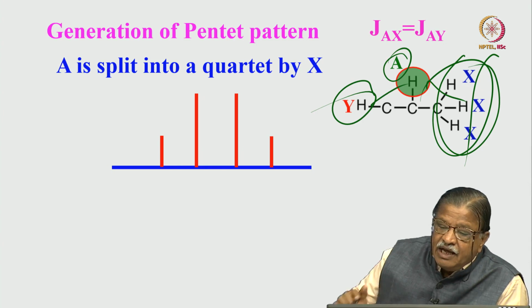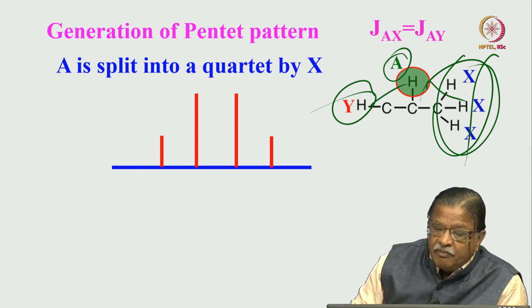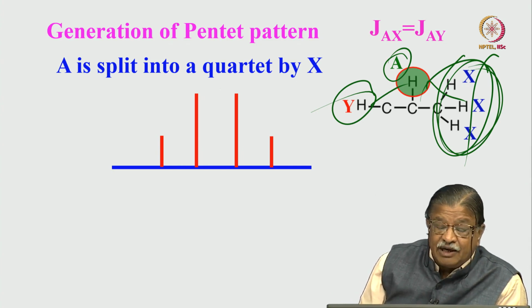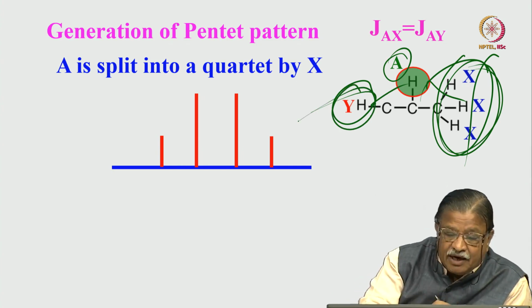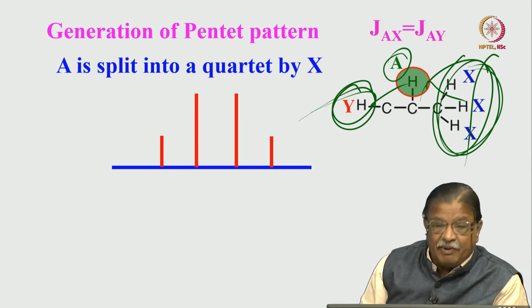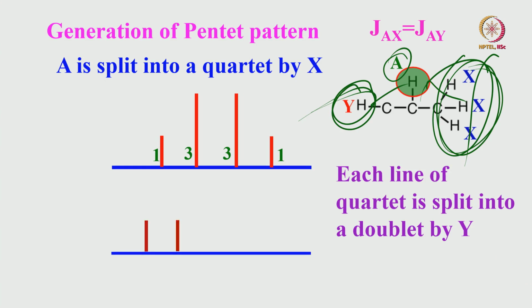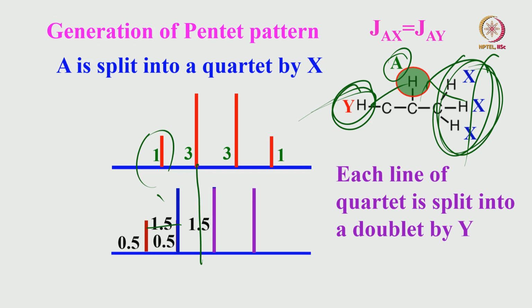As a consequence, A will become a doublet, but it is already coupled to this one, so it becomes a 4-line pattern, a quartet. But now, because of the coupling with a single proton, each line of this quartet will become a doublet. This is the intensity ratio 1:3:1, and each will become a doublet of half the intensity. This intensity is again half, 1.5, 1.5, exactly at the center. You see, from the center on either side you will see doublets. Again from this center you will get half lines, again half of the lines.